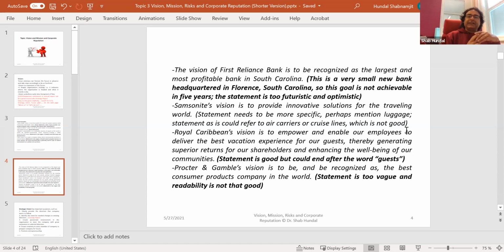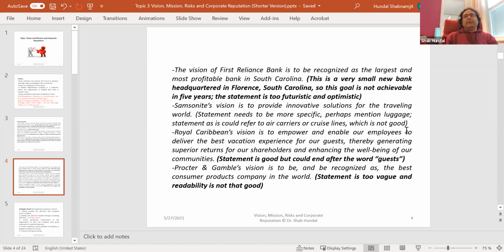But in defense of the companies, I would say that generally the vision statement has this element of vagueness. I think the mission statement is where they are more straightforward. But vision is always like philosophy. It's more like a dream. It's more futuristic.